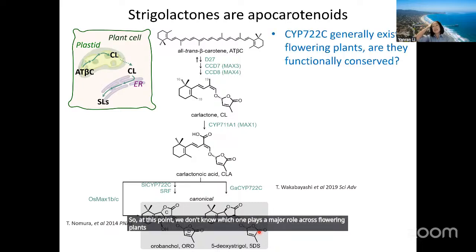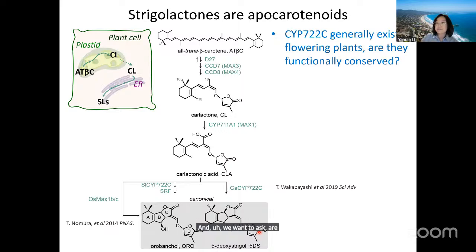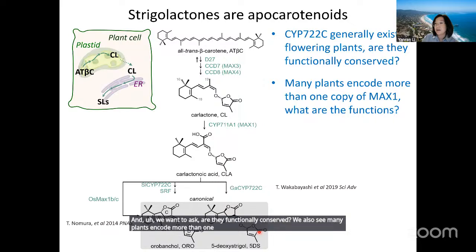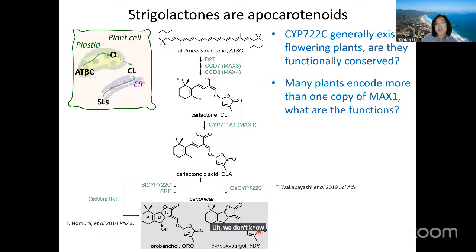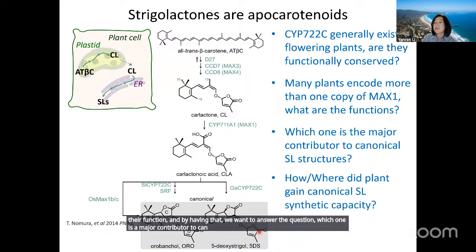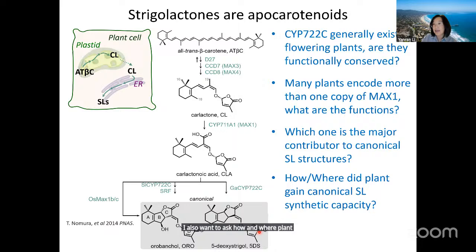We do find that CYP722C generally exists in flowering plants, and we want to ask, are they functionally conserved? We also see many plants encode more than one copy of MAX1. We don't know what their functions are, so we want to also characterize their function. And behind that, we want to answer the question, which one is a major contributor to canonical strigolactone structures? And we also want to ask how and where plants gain the canonical strigolactone synthetic capacity.